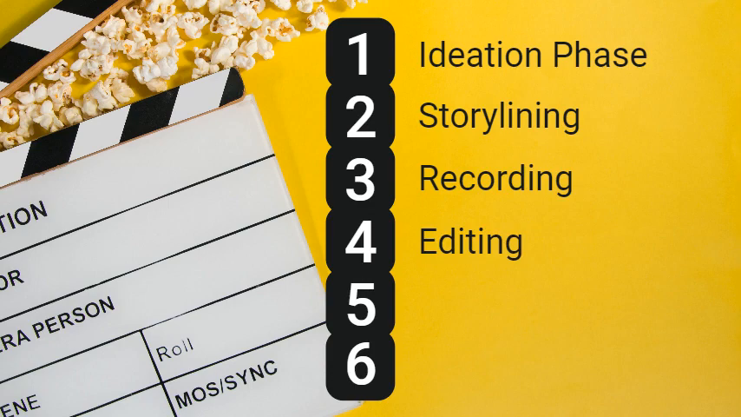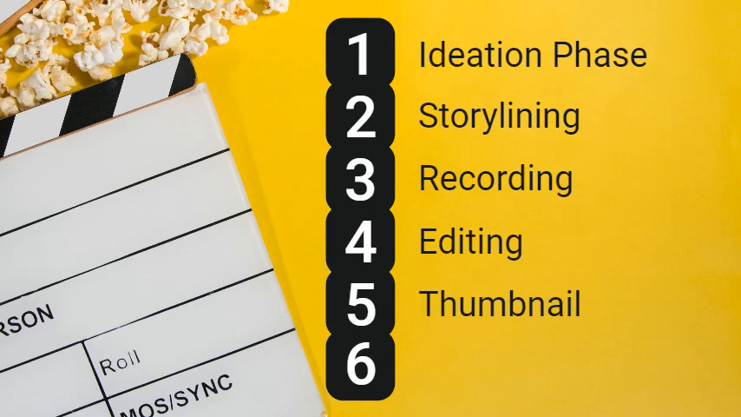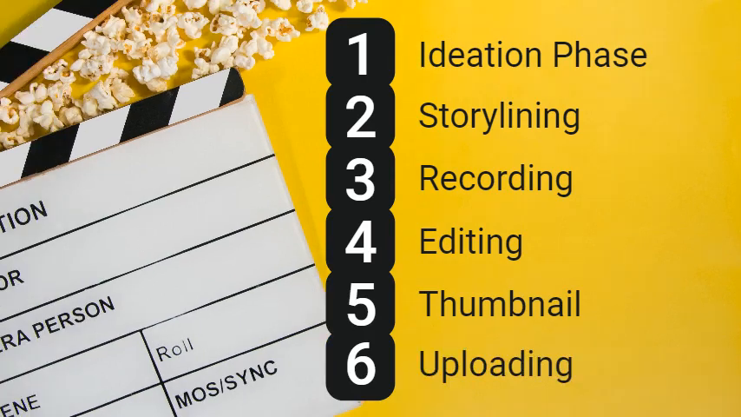After I have edited the video, I will create a thumbnail, so a cover image for my video, and then I will upload it. And then I'm done. So that's my 6-step process of how I create my YouTube videos. What I will be doing now is guide you step by step through each of them. And in later videos this week, I will go into in-depth guidance where I show you exactly how I do it. But for now, let's go into the different steps.